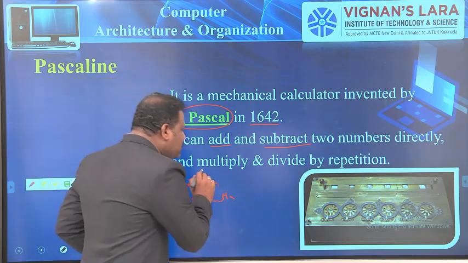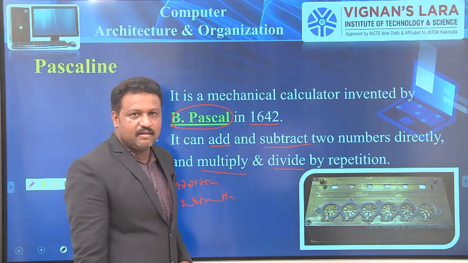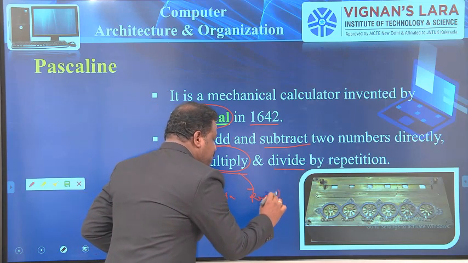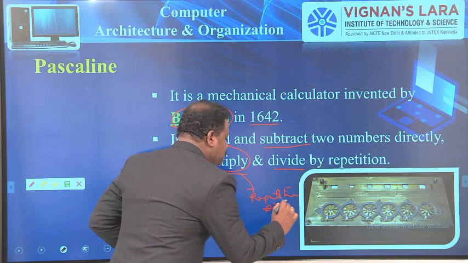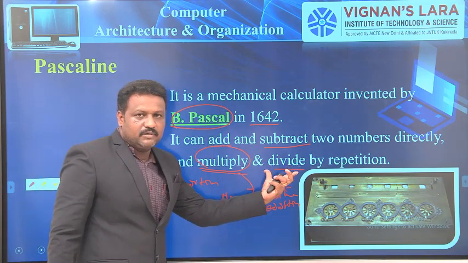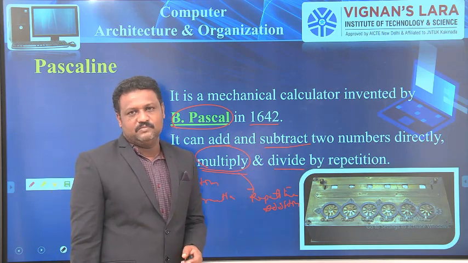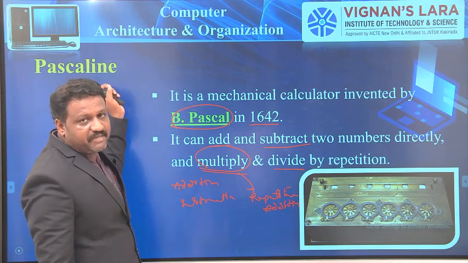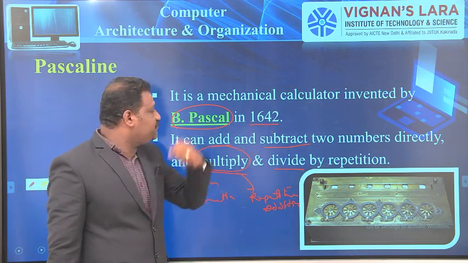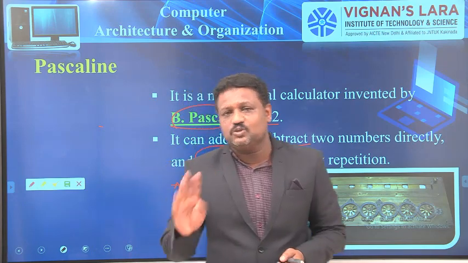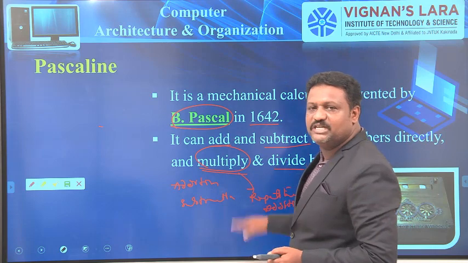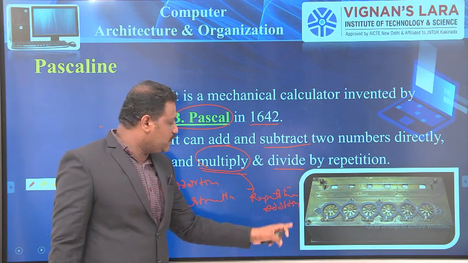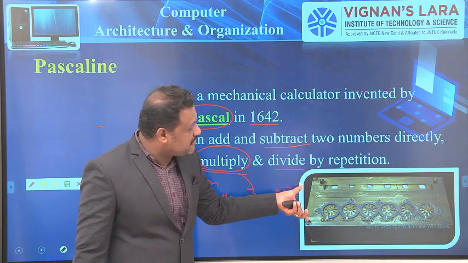But it can't perform multiplication or division straight away. If it wants to do a multiplication, it will use repetitive addition. Similarly, in order to do division, it will take the help of repetitive subtraction. So this is one of the computing machines in the initial days. I repeat: the first computing machine is the Pascaline, which was designed by B. Pascal in 1642. It can do only addition and subtraction on two numbers at a time. It can't perform multiplication and division. To do a multiplication, it took the help of repetitive addition, and to do a division, it took the help of repetitive subtraction. I hope this is clear.